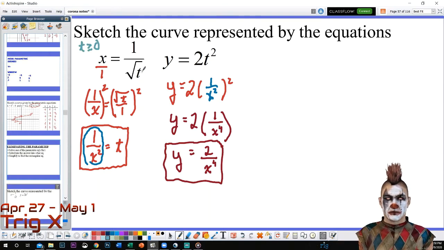So I know that t has to be greater than or equal to 0 here, and the reason why is because if I put a negative number in here, I'm going to have an imaginary number. Now I know we've been doing imaginary numbers in the past, but for our sake, for parametric equations, we will not use negative numbers.